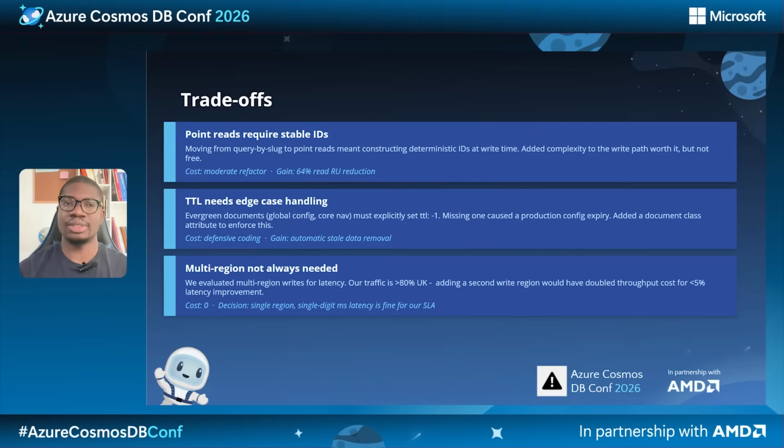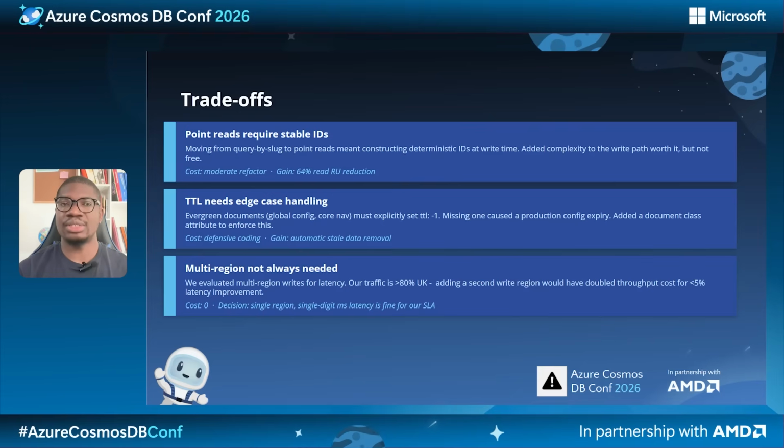The second is TTL. TTL works well, but evergreen documents need explicit handling. When you miss one whose TTL is supposed to be set at -1, you end up losing that document completely. So I had to add a defensive document class attribute to enforce it in the code.